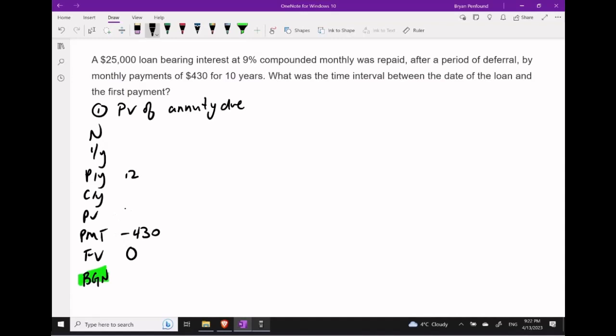We're hoping to calculate the present value of this particular annuity if we know that the rate is 9% compounded monthly. It took us 10 years with the monthly payments to pay off the loan. 10 times 12 implies that we made 120 equal-sized payments.